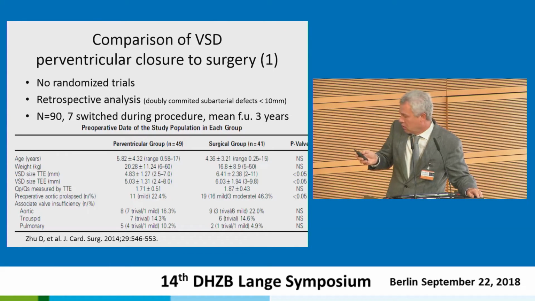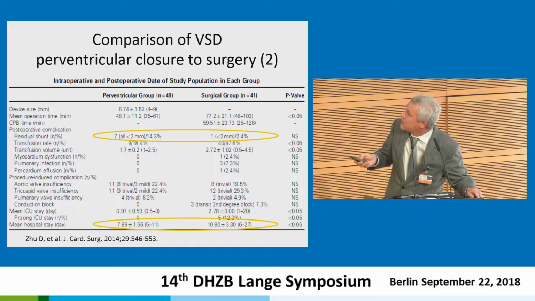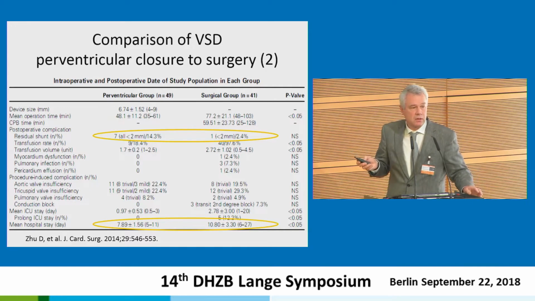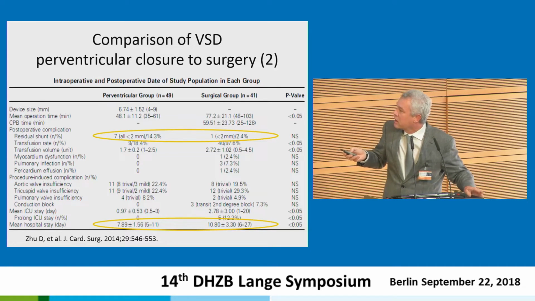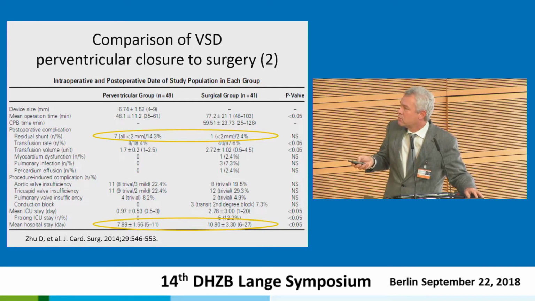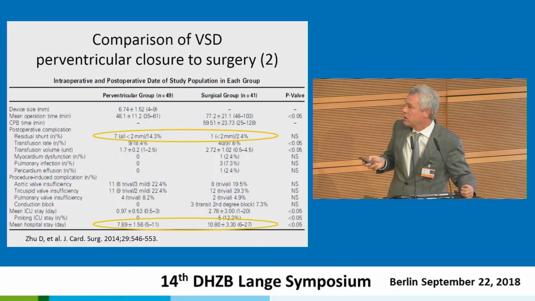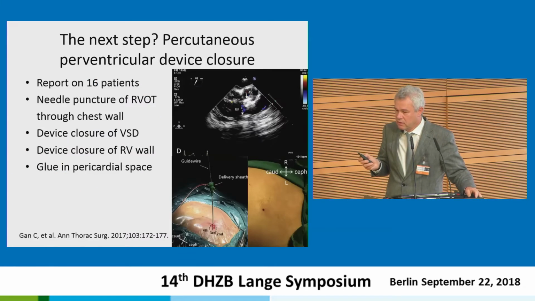This is before. So we see the residual shunt was, in contrast to what Stefan said, more in the perventricular group, 7 out of 49, and in the surgical group it was 1 out of 41, but it was considered not significant. I cannot control this. And on the other hand, the surgery-related problems were more, of course, in the surgical group, especially the hospital stay. All the other things were not significant.